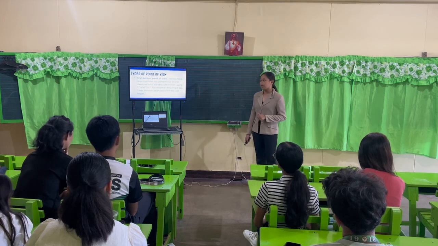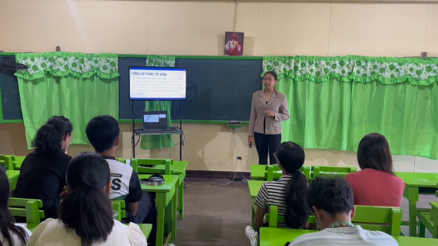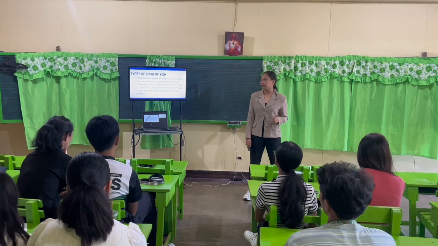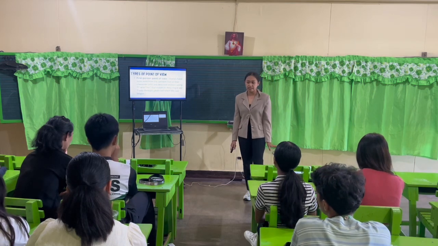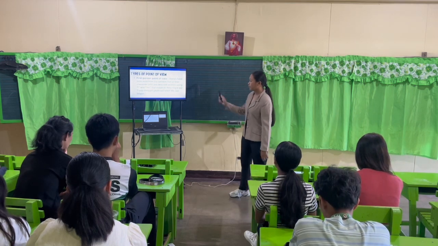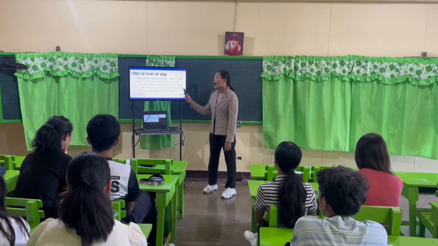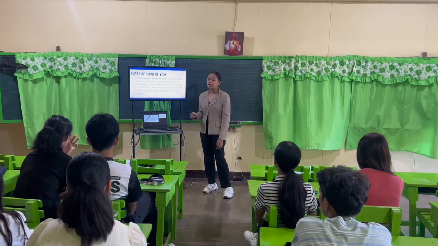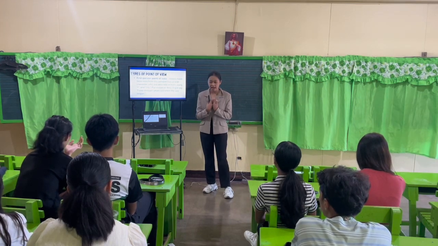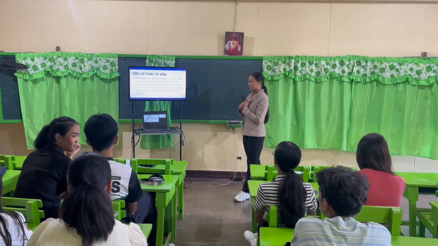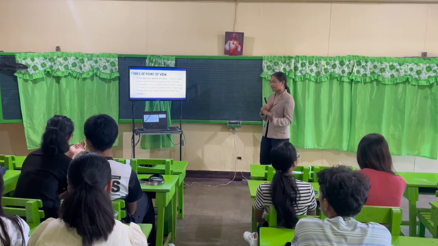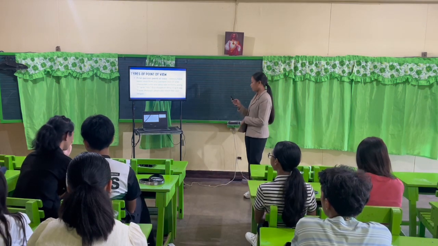First person point of view stories are told from the perspective of one character who describes the action using I or me. For instance, they might say, I was 13 years old when the war began. So I was 13 years old. That is first person point of view.